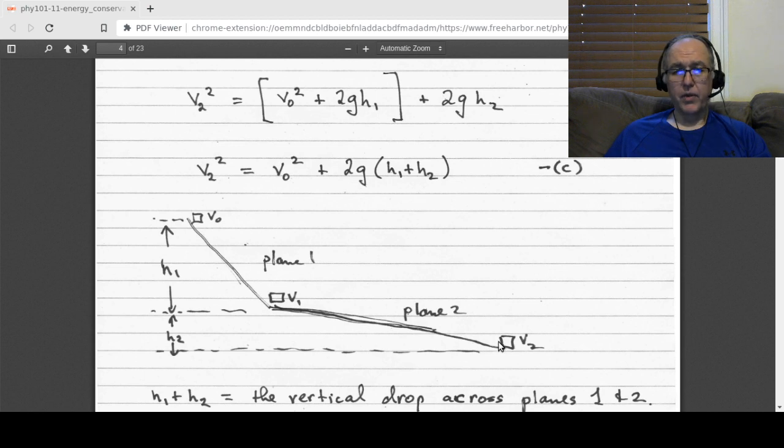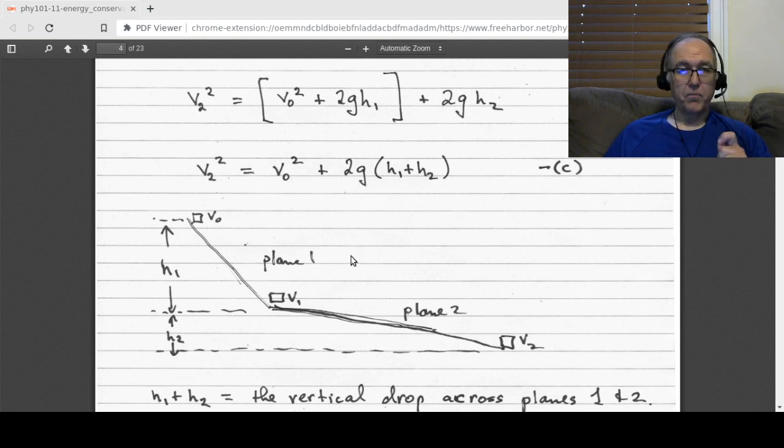I redrew the diagram. Okay, notice that I don't have to know V1 in order to calculate V2. What do I need to calculate V2? All I need is V naught, the initial velocity, G, obviously, acceleration due to gravity, and what is H1 plus H2? It's the total vertical drop. It's the vertical drop across plane number 1 plus the vertical drop across plane number 2. Okay, and so this is kind of an interesting result.